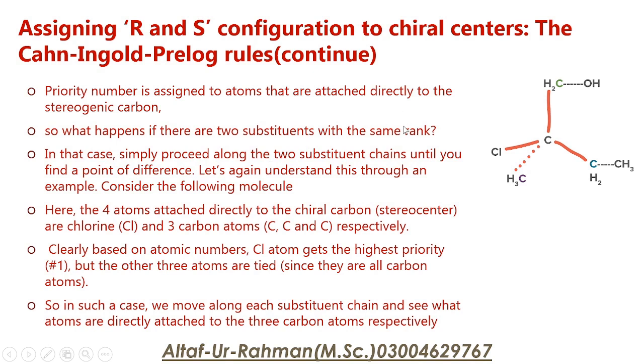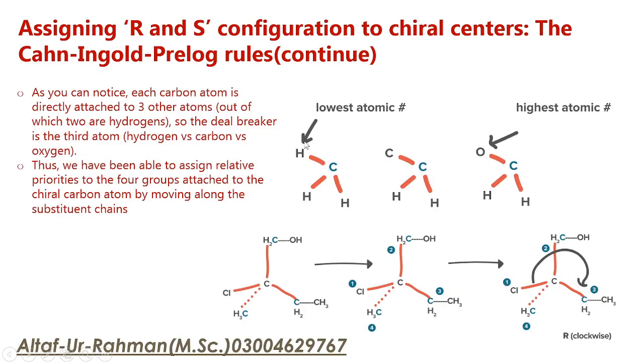Priority number is assigned to the atoms that are tied directly to the stereogenic carbon, like this one. So what happens if there are two substituents with the same rank? In this case, simply proceed along the two substituent chains until you find a point of difference. Let's understand again. Here the four atoms tied directly to the carbon center are chlorine and carbon atoms. Clearly, based on atomic number, chlorine gets the highest priority, but the other three atoms are tied. So in such a case, we move along each substituent chain and see what atoms are directly attached to the three carbon atoms respectively.